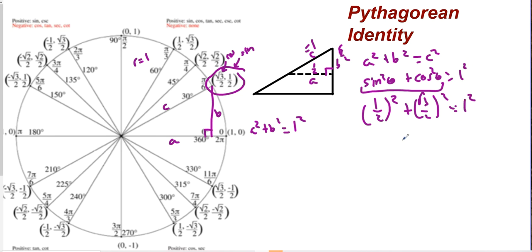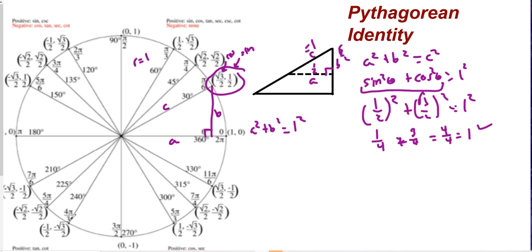And that's going to be 1/4. Now root 3 over 2 times root 3 over 2, when you square the root 3, that's a 3. When you square the 2, that's a 4. So that's going to be 3 over 4. That's going to be a plus, is equal to 4 over 4, which is equal to 1. And 1 squared is equal to 1. So that checks. It works for any of these.